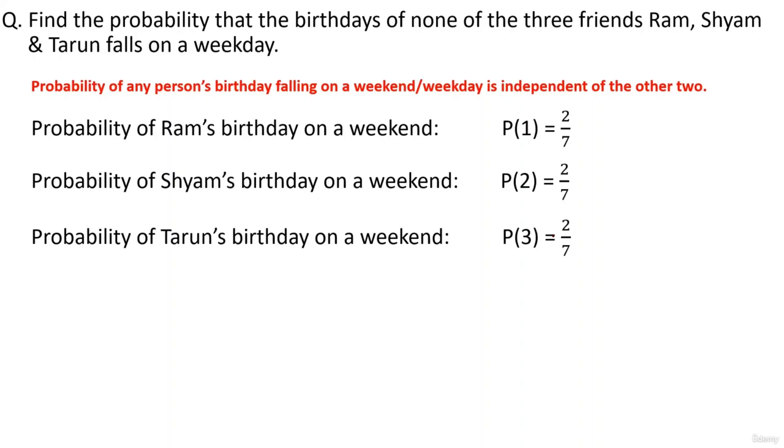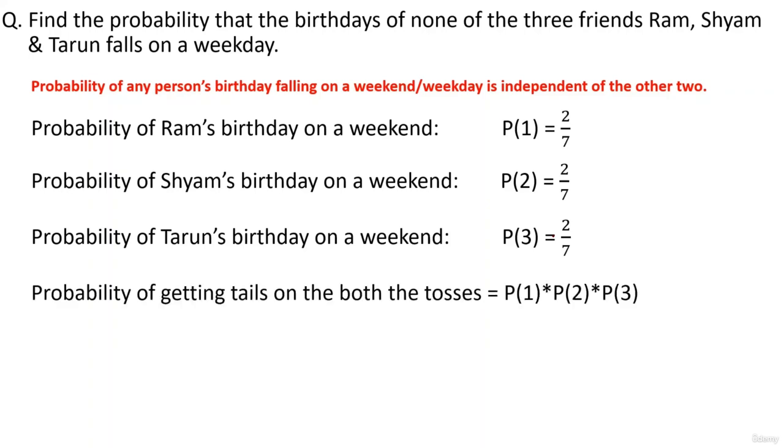Similarly, for Sham and Tarun also, the probability of getting a birthday on a weekend is 2 by 7, 2 by 7 individually. Now, as we discussed some time back, the probability of anyone's birthday falling on a weekend or weekday is independent of the remaining two, right? So these are 3 independent events. All right, so you want that the birthday should not fall on a weekday. So तीनों का birthday weekend पे ही fall होगा. For that, the required probability is PA into PB into PC. Multiply them, you get 8 by 343.